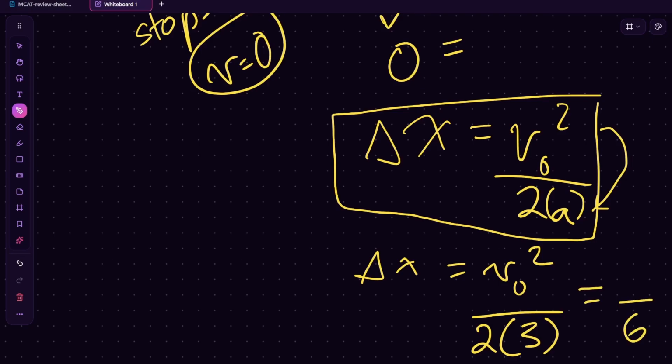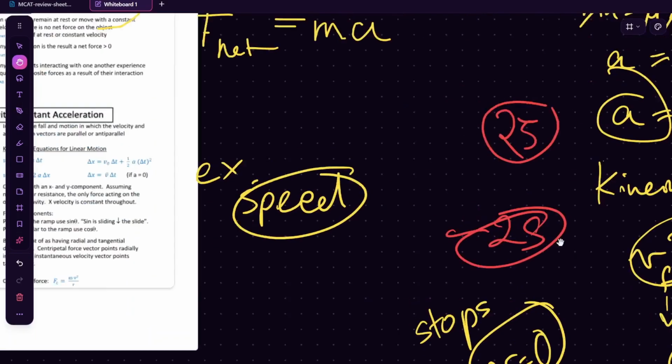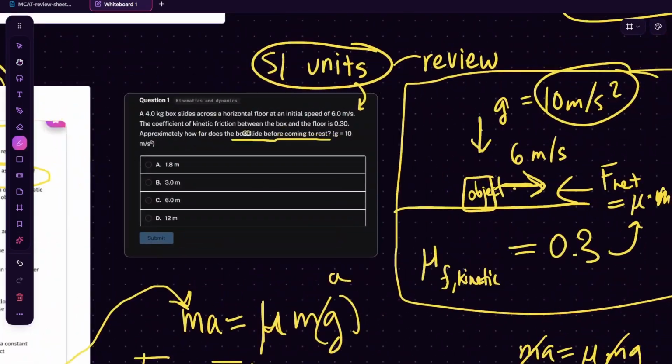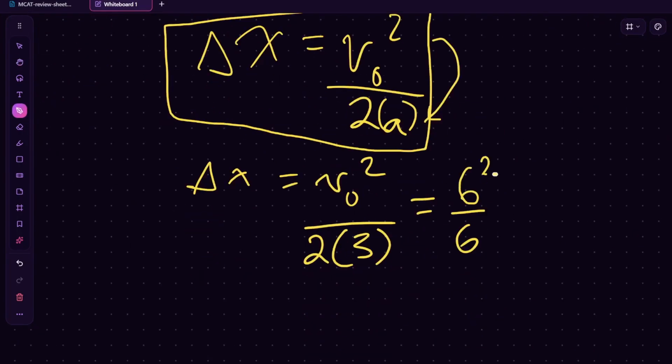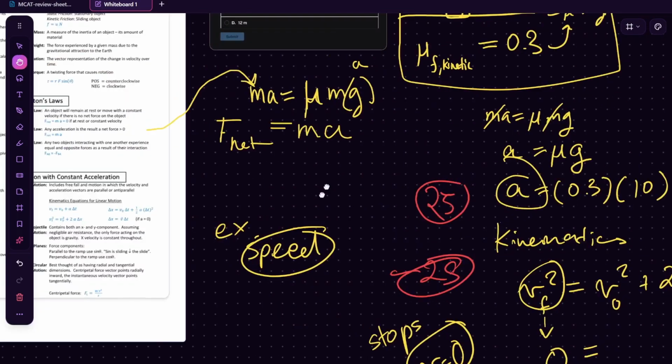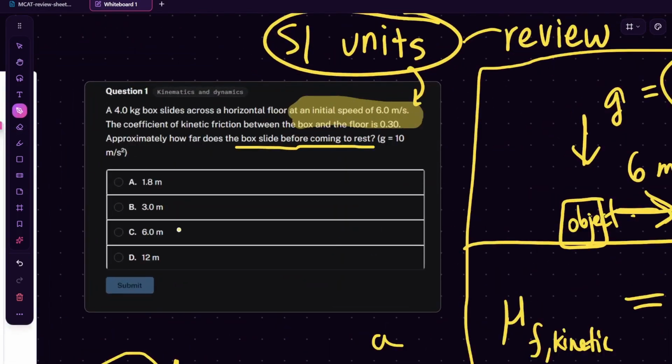And what do we do with this one? This was given to us in the problem. Remember it said the initial speed is 6, right? So you would just plug that in: 6 squared is equal to 36, over 6, which gives you 6. So your displacement should equal 6 meters, or how far the box is sliding should equal 6 meters. So if we go back to the question, it should be 6 meters here.